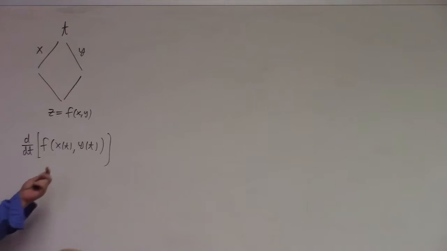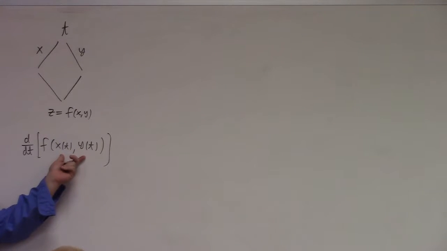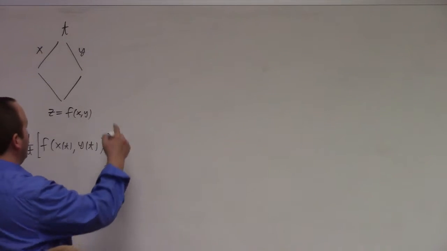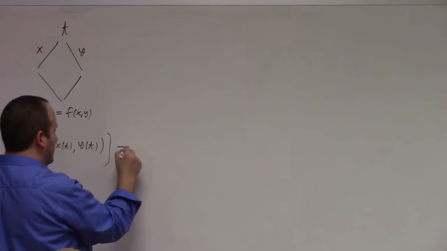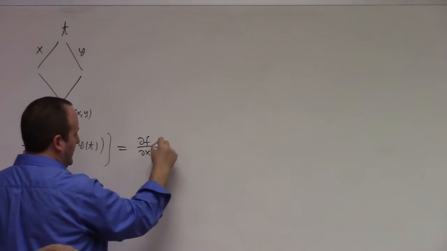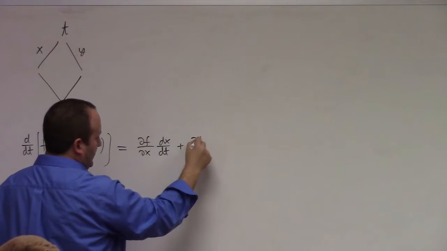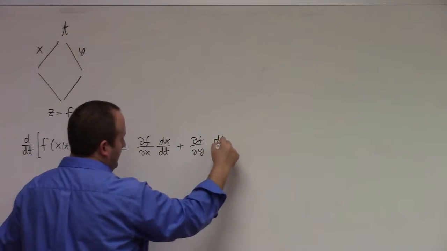By the way, some people would insist that you should use h1 of t and h2 of t here rather than x of t and y of t. And I just don't do that because I think it's confusing. I think it's better to use x and y here with the understanding that they're functions of time, right? So I'm overloading the operator, if you will. I'm using x both as the intermediate variable, but also the function of time. And so when we do this, we get partial f partial x, dx dt, plus partial f partial y, dy dt.